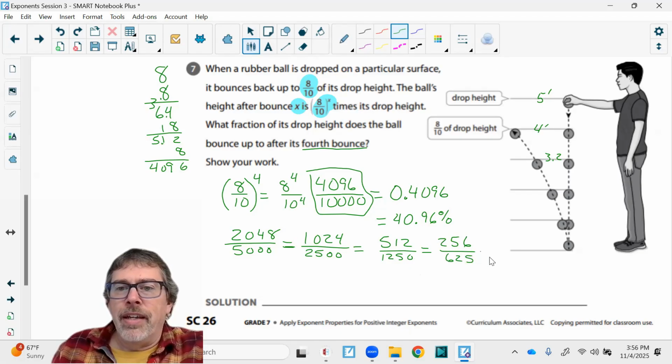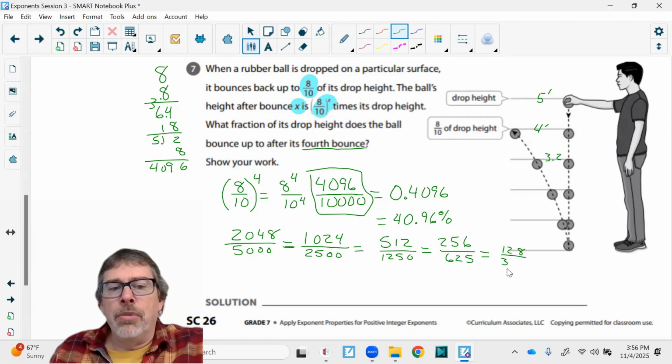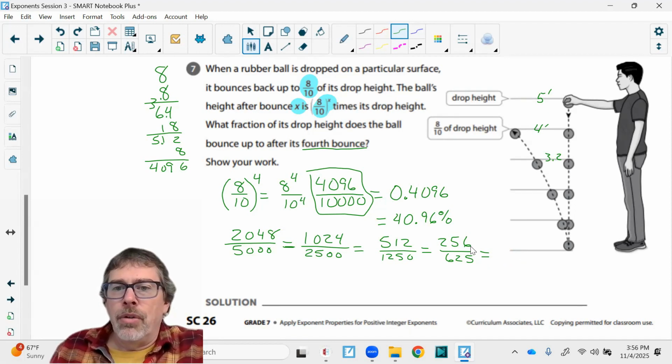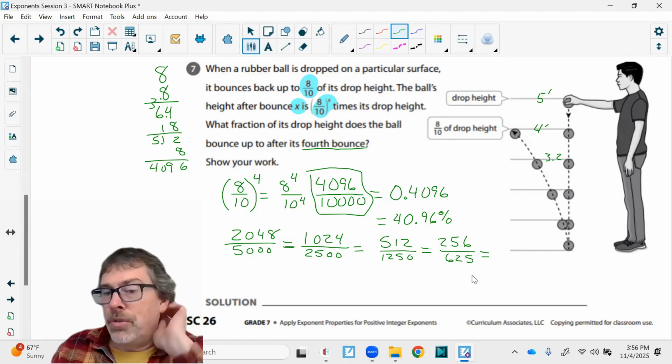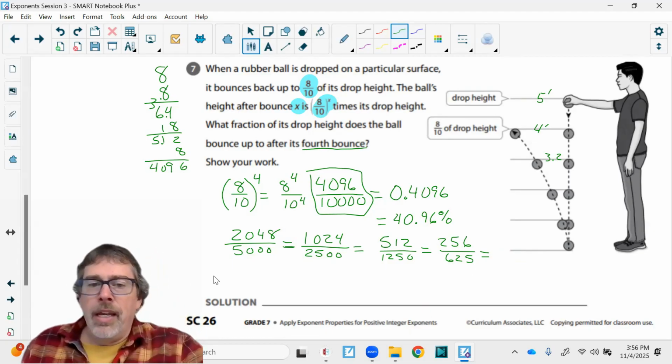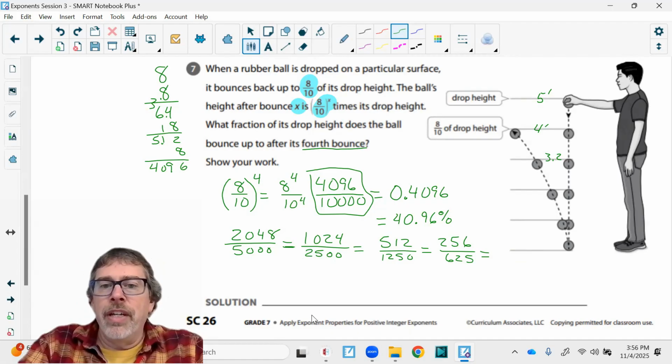625. Okay, keep going. Half of 256, 128 over 3. Can't do it by twos here. So I'm not certain this would reduce any further. And I don't want to take the time in this video, so I'll just use a calculator to check that. So let me get Desmos.